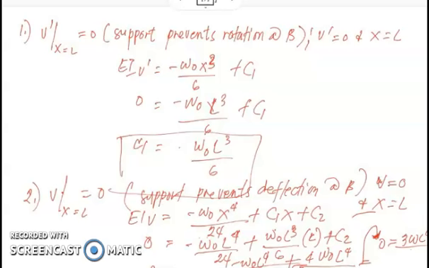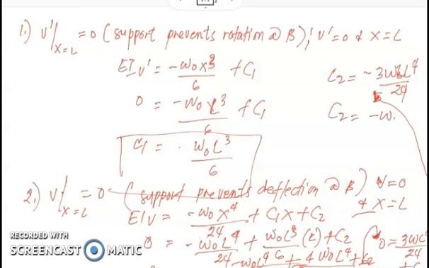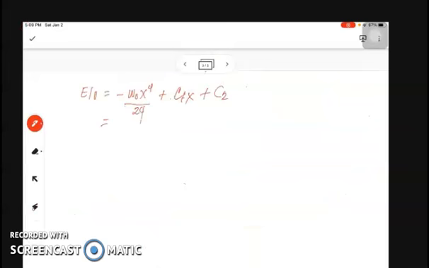If we simplify further, we get the value for c sub 2. Our c sub 2 is equal to negative 3 w sub o L to the fourth all over 24, or simplified, negative w sub o L to the fourth all over 8. So this is now the value for our c sub 2. This is our elastic curve equation. We substitute these values for c sub 1 and c sub 2, so this becomes negative w sub o x to the fourth all over 24 plus w sub o L cubed all over 6 x minus w sub o L to the fourth all over 8.